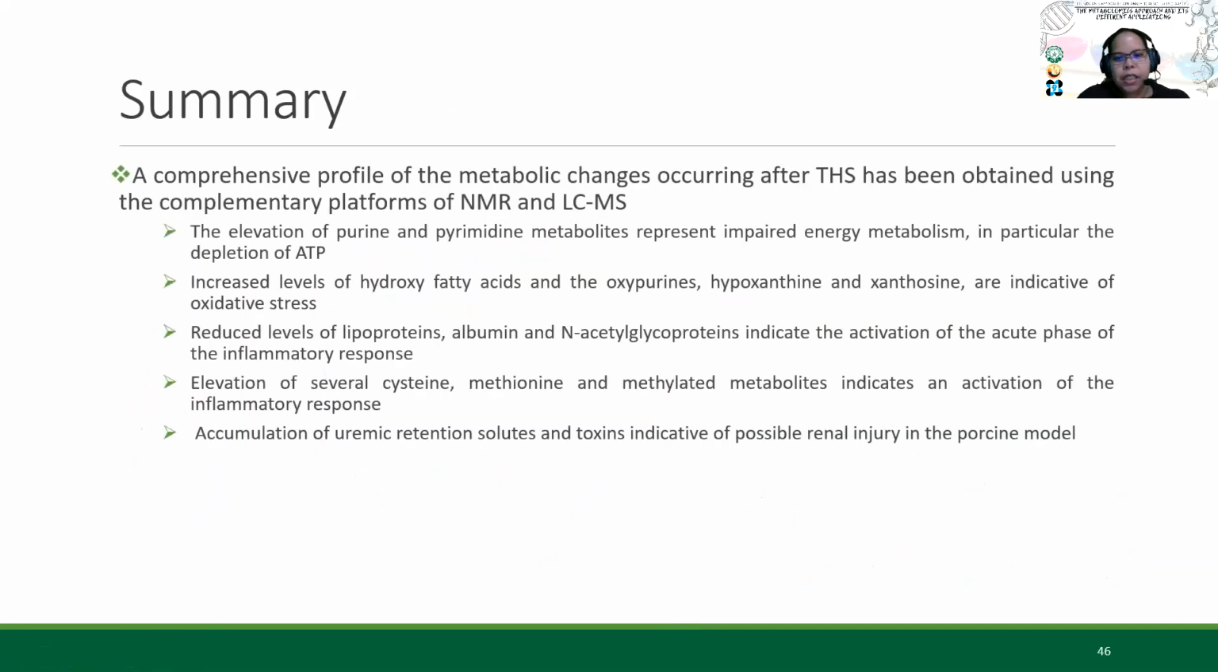So in summary, in this particular application, we have used metabolomics to obtain a comprehensive profile of trauma hemorrhagic shock using NMR and LCMS. We have identified metabolites that are related to impaired energy metabolism, in particular the depletion of ATP, as well as metabolites that can be related to oxidative stress, the acute phase inflammatory response, and the activation of the inflammatory response.